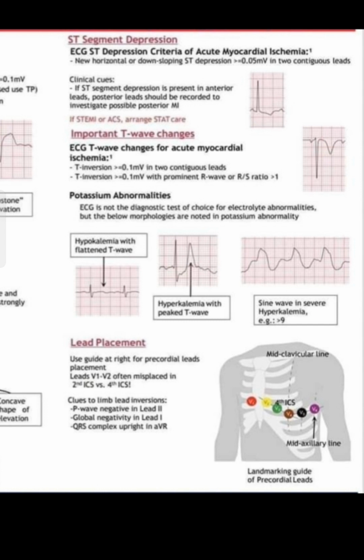Clues to limb lead inversions: P wave is negative in lead 2, global negativity in lead 1, QRS complex upright in aVR. So when limb lead reversal or inversion occurs, these changes will be seen.